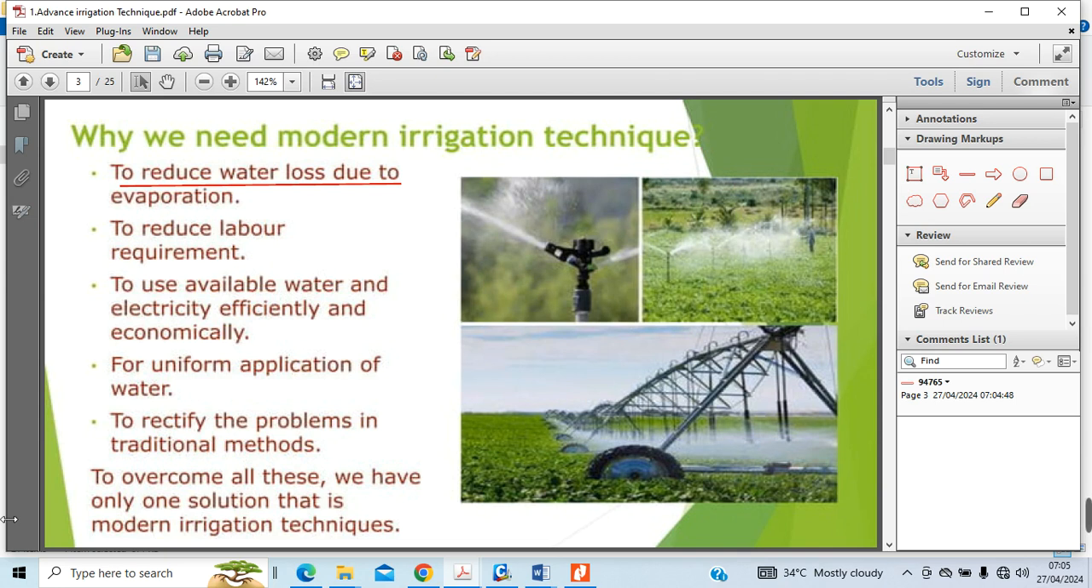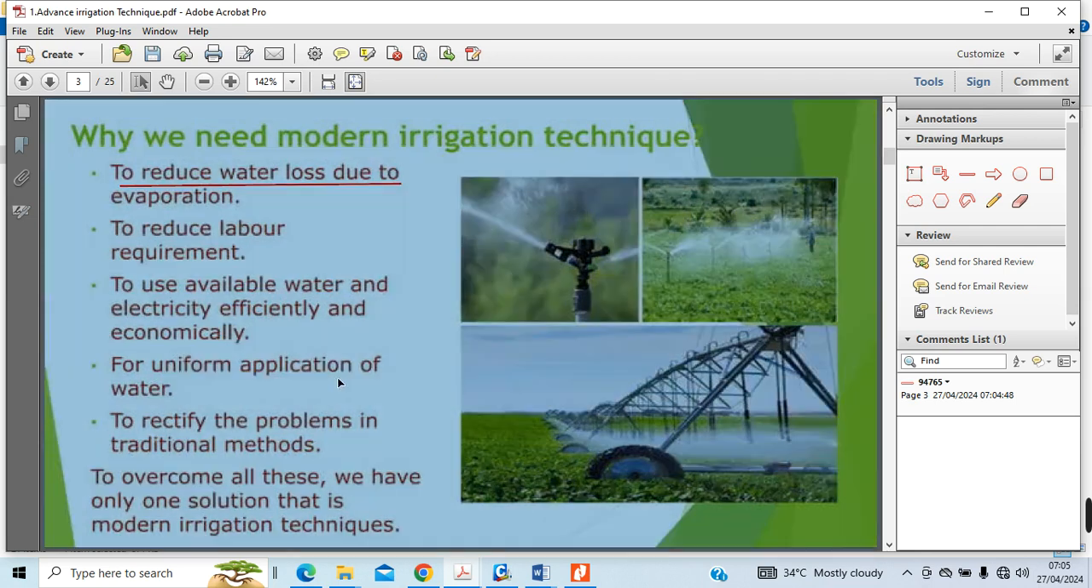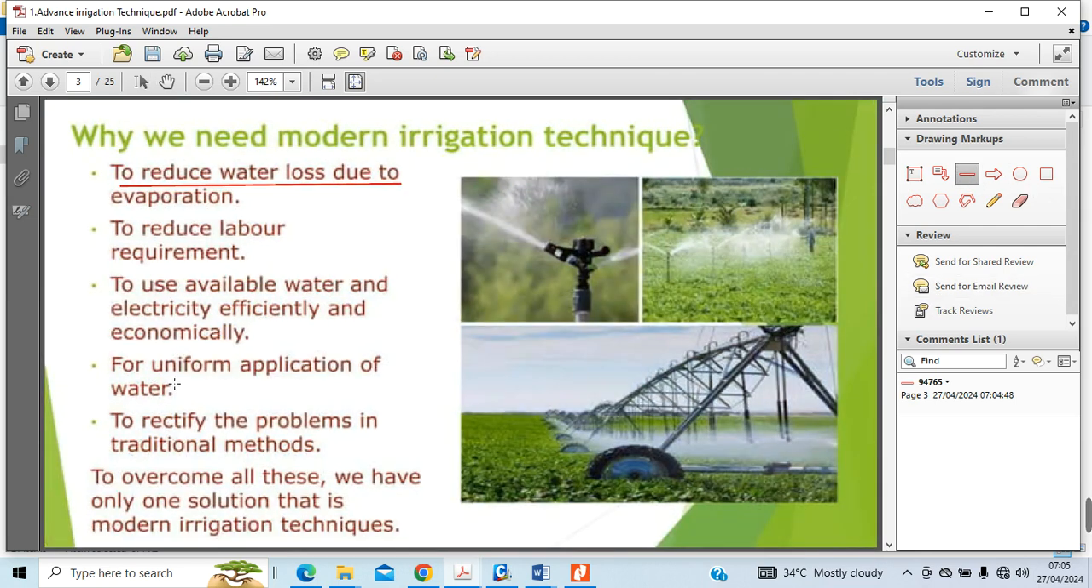For uniform application of water. To use available water and electricity efficiently and economically.